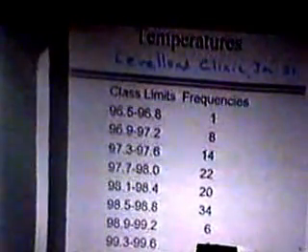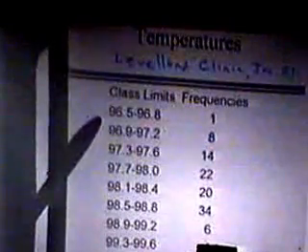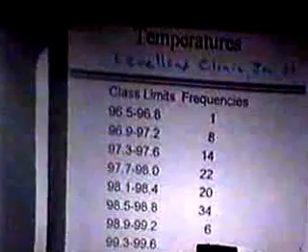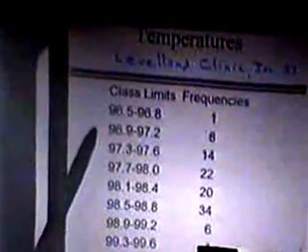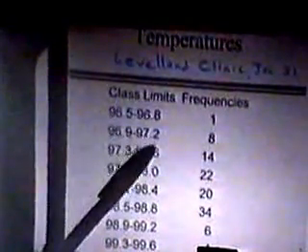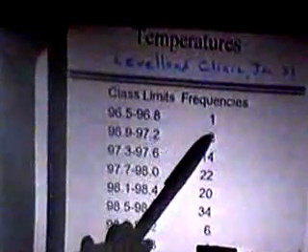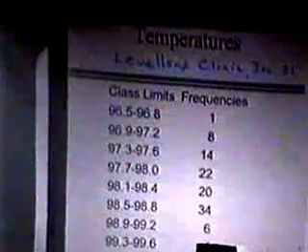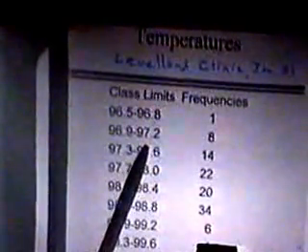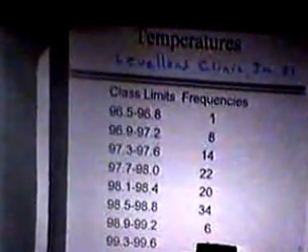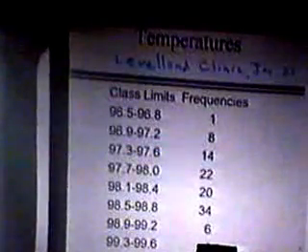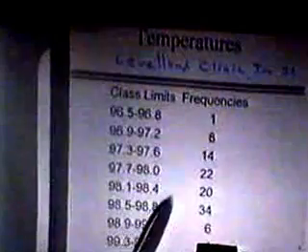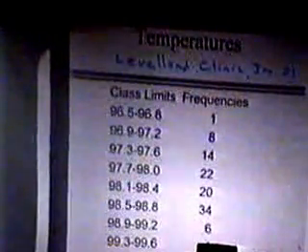We also have our class limits. The class limits I mentioned before have an upper and a lower class limit. These tell you what's in this group. This first group is temperatures between 96.5 and 96.8, and you can see that there was one patient that had a temperature in that range. 96.9 to 97.2, there were 8 people that had temperatures in that range. So you need to know how to read a frequency distribution, the class limits, and the frequencies that tell you how many are in each group.